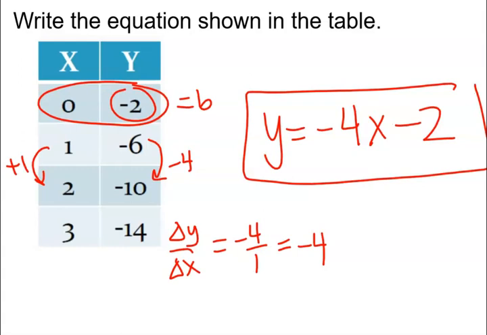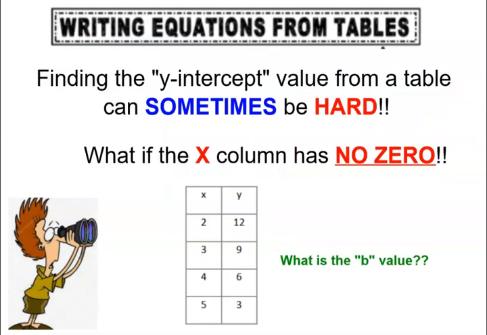Alright, I think you're getting the hang of it. So let's try taking a look at something that's a little bit harder. Sometimes the y-intercept isn't in the table, and it can be hard to find, especially if there's no 0 value in the x column. So we don't know what the y-intercept is, we don't know what the b value is. So you have a couple of options. The first option is to see if you can work the pattern of the table backwards, to see if you can actually fill in a 0 in the x column. So let's take a look here.